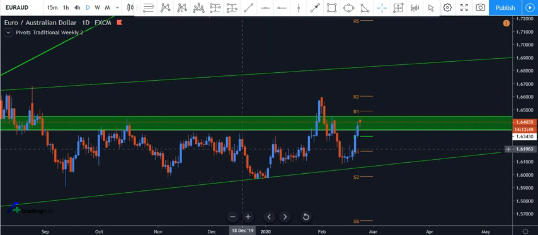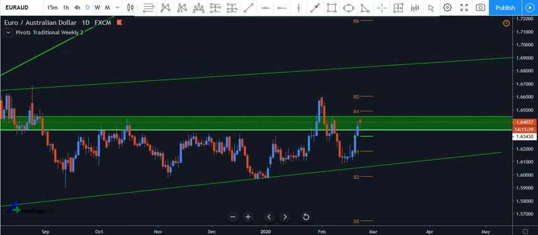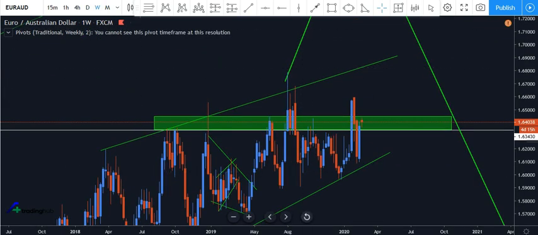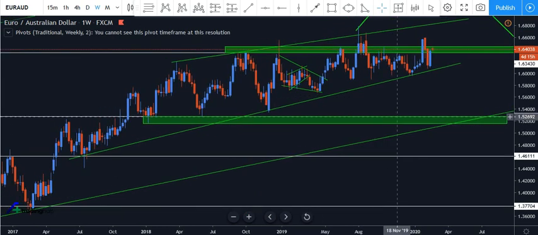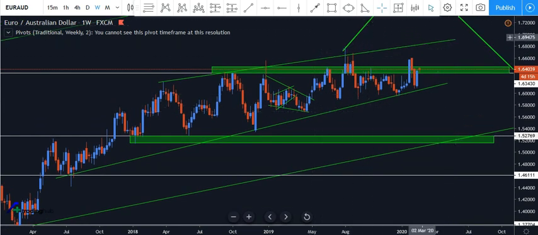Alright, so this is what we have. We start with the Euro AUD. Let's start from the weekly. Euro AUD has been trending up, moving up in this channel like this, and this zone and this zone is a key zone. First of all, last week price pushed up and closed bullish all the way up. We were buying this pair.